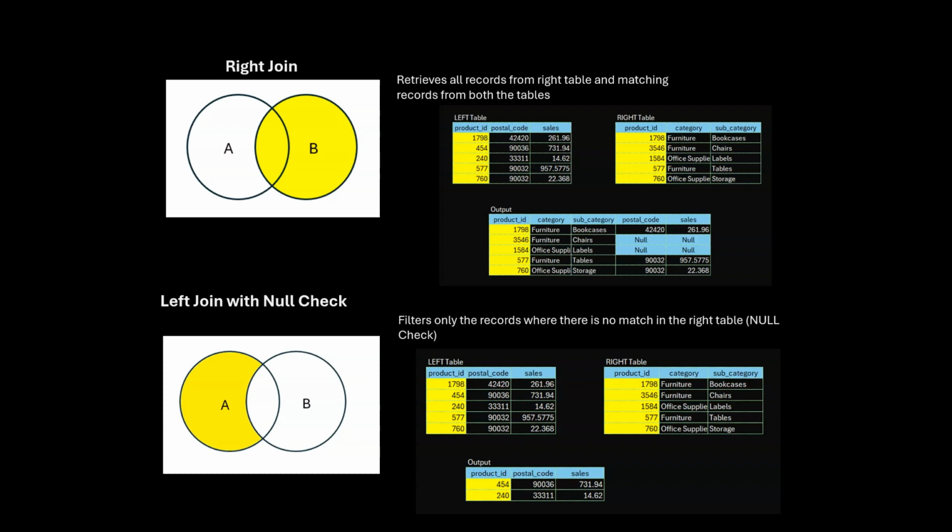Since we got 1798 in both the tables, 577 in both the tables, and 760 in both the tables, they are not retrieved as part of this condition of its join clause. So that's about the left join with null set.